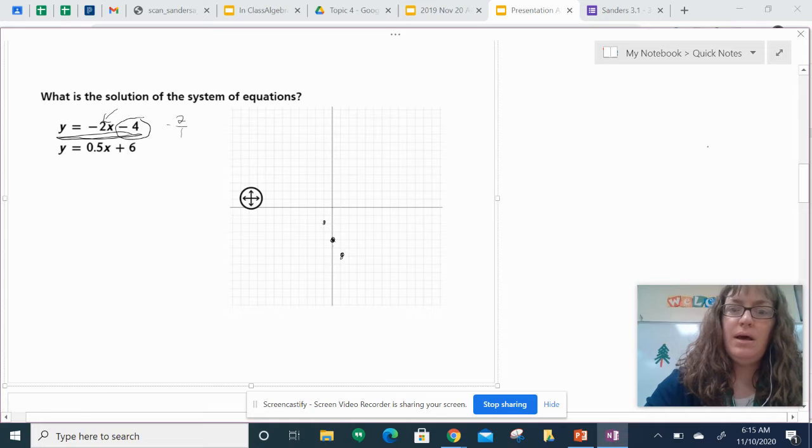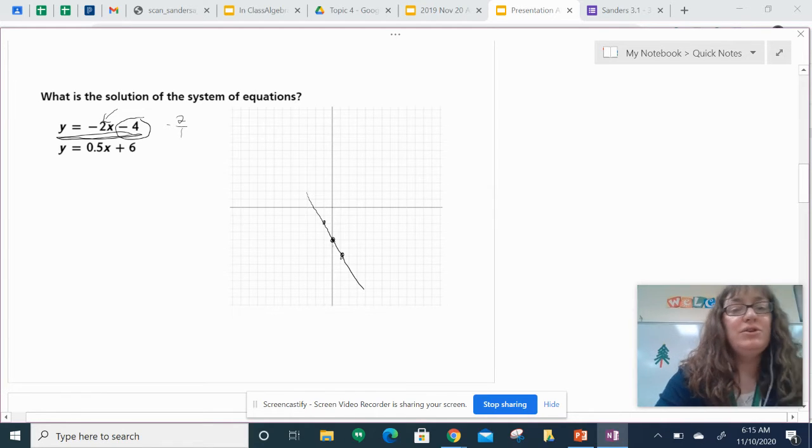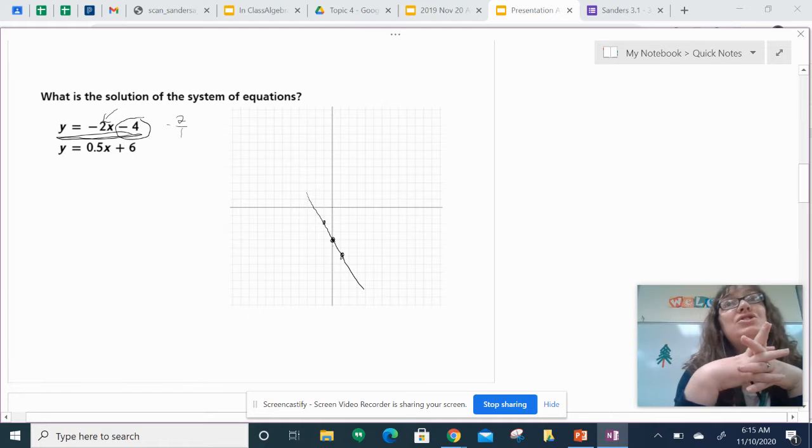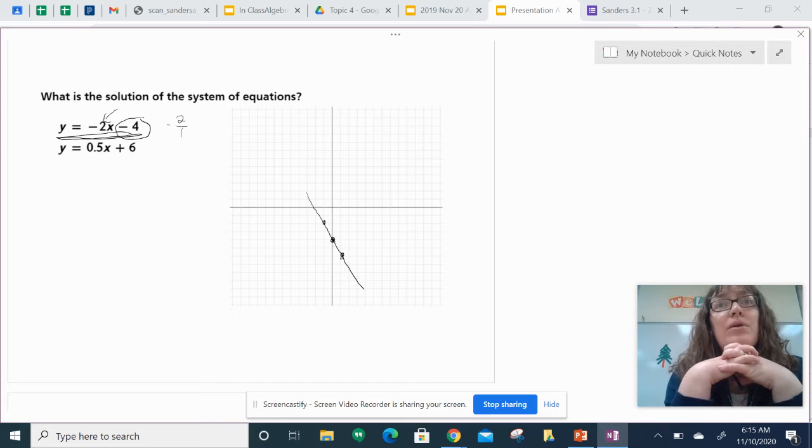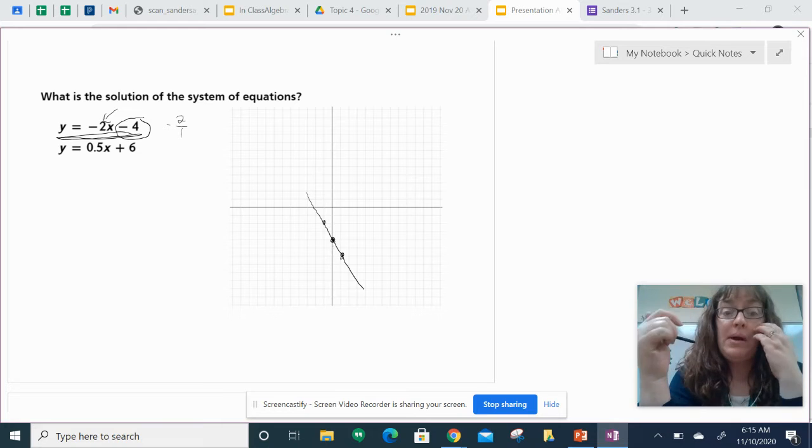My pen doesn't want to mark. There we go. So there's my line. Now, guys, just in case we're a little unclear, what this line means is any ordered pair on this line, any point that's on this line, would be a solution to that first equation. So I have lots and lots of choices for my solution for my first equation.